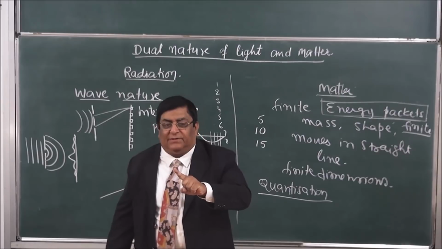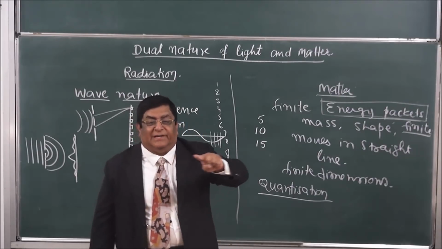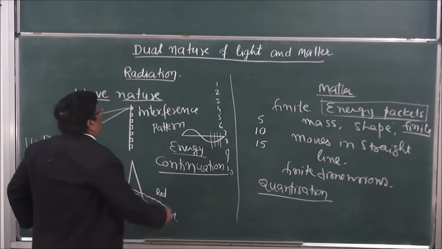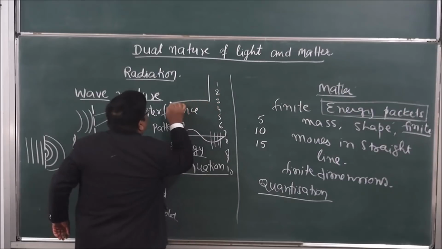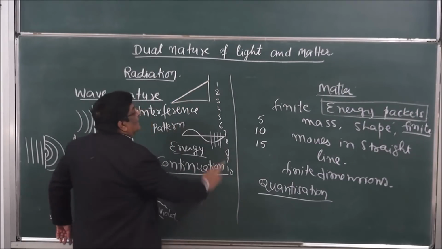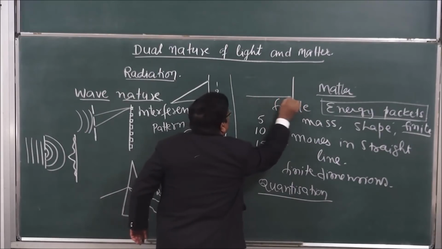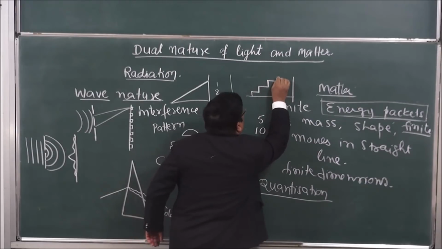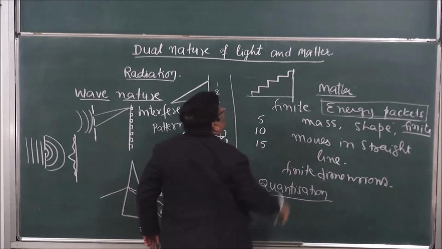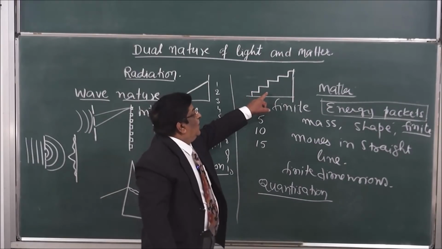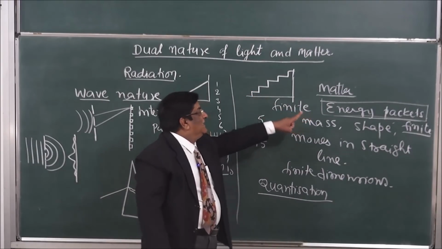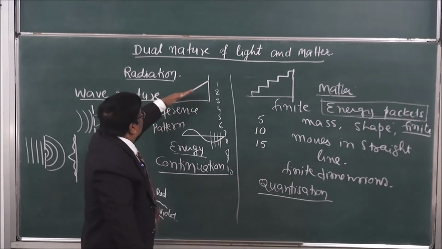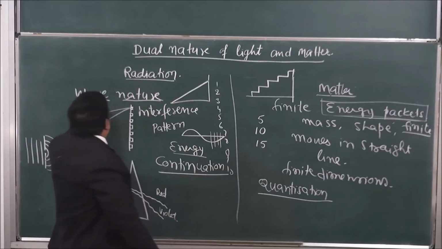In waves the energy should come continuously, and it is increasing gradually. So here energy is increasing gradually. Here the energy is increasing one step, other step, other step, other step, this way. So this is quantization, energy packets. This is a property of matter. The continuous energy increase, this is property of waves.